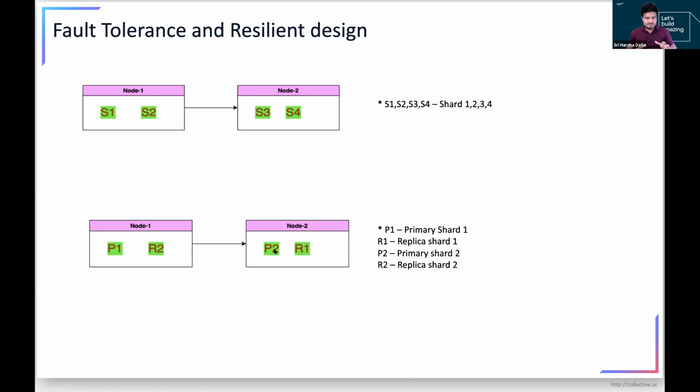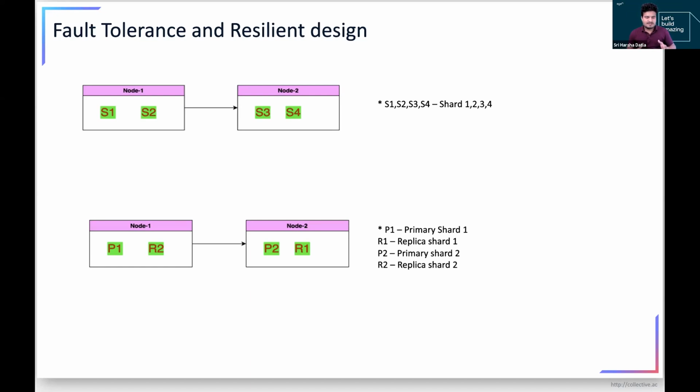So this approach, called primaries and replicas, is a way to ensure that even though there could be node failures, or a node going down, or any hardware failures, your data is still in place.